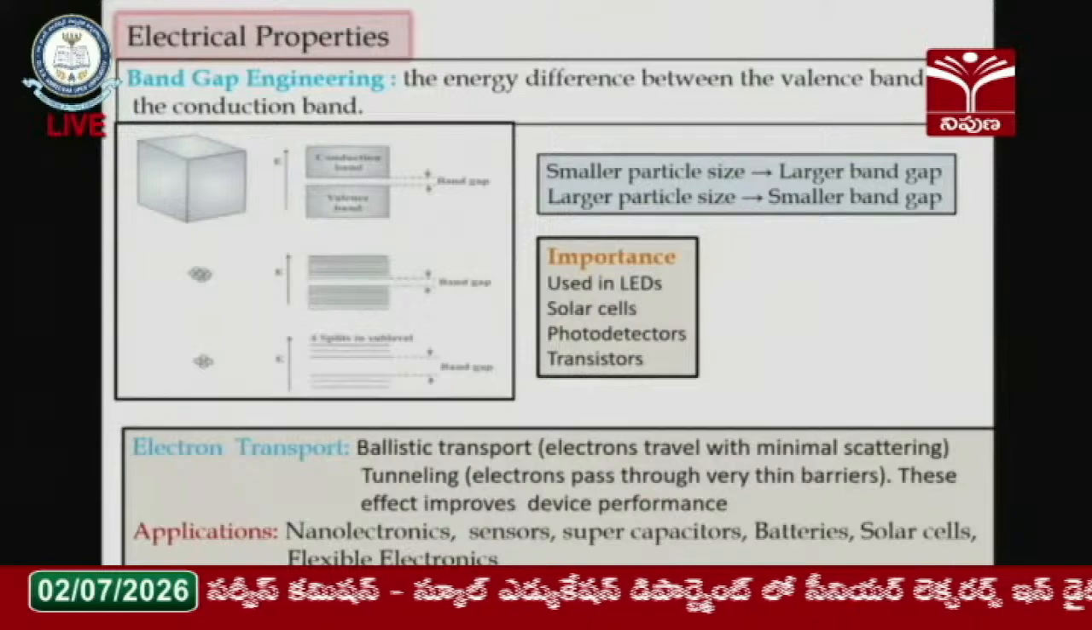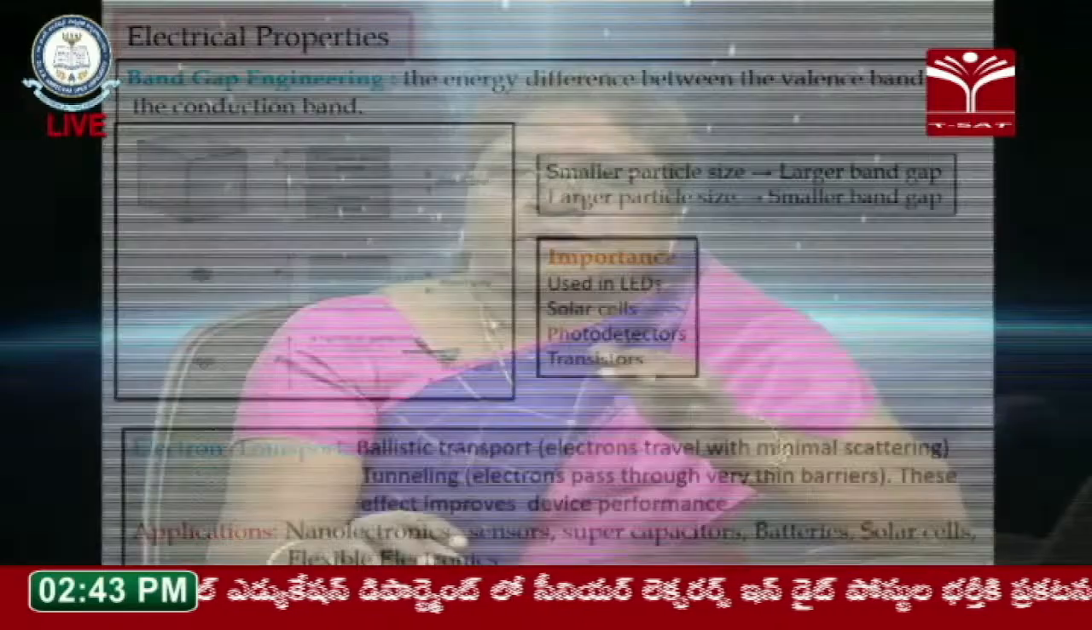Now applications: nanoelectronics, of course, sensors, supercapacitors. What are these supercapacitors? Because of this tunneling of electrons or ballistic transport of electrons, we can store the energy in a limited space. That is a supercapacitor. Nowadays the battery cars are on roads, so we have to charge the battery very fast, and even the discharge should be slow. So that is how the supercapacitors are designed. So batteries, solar cells and flexible electronics.